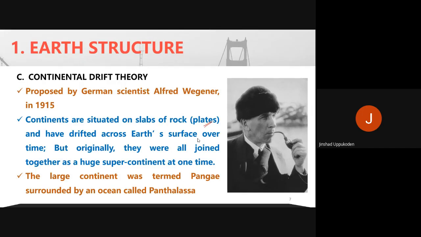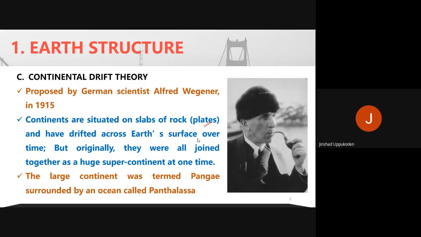When they were joined as one single body mass, it was called Pangaea, surrounded by a large ocean called Panthalassa. This entire mass later broke and split into the continents which we see today. That was the hypothesis proposed by Alfred Wegener.